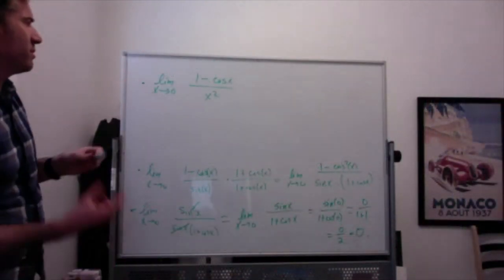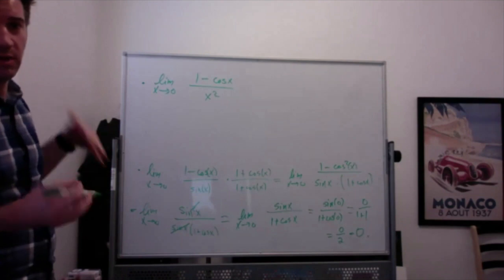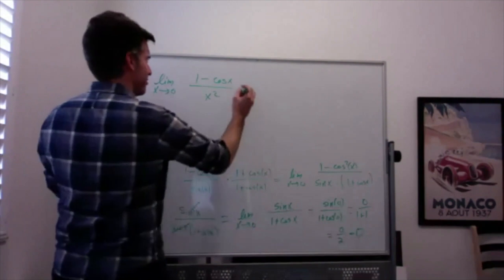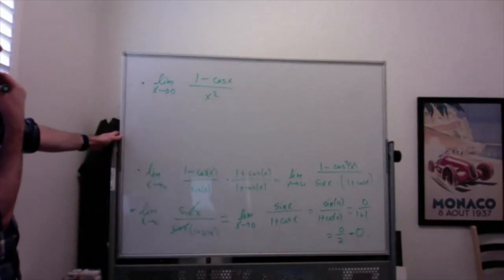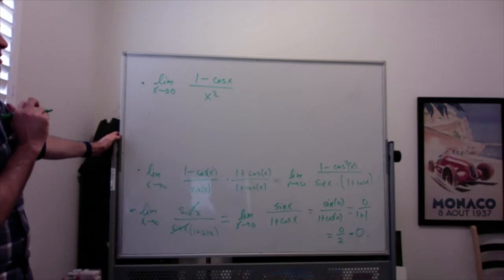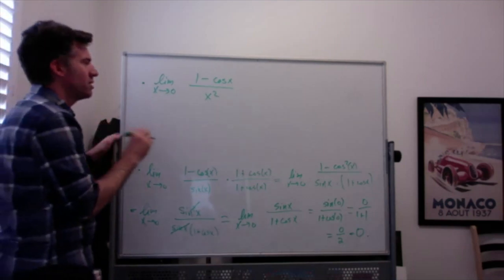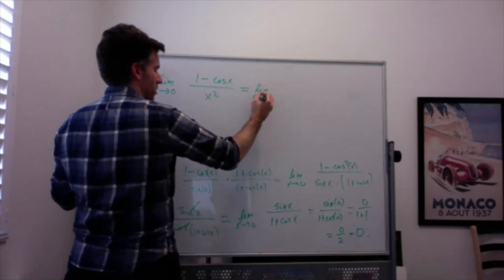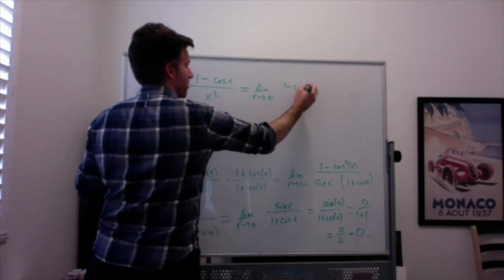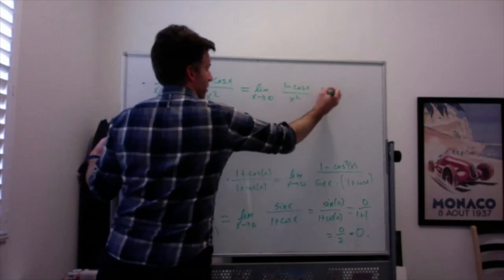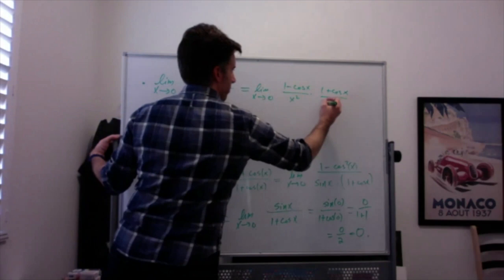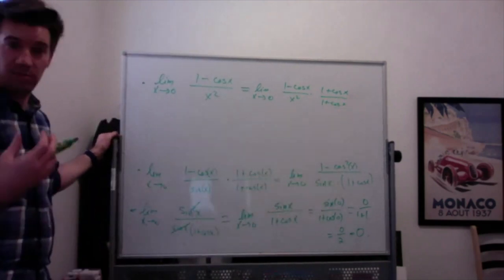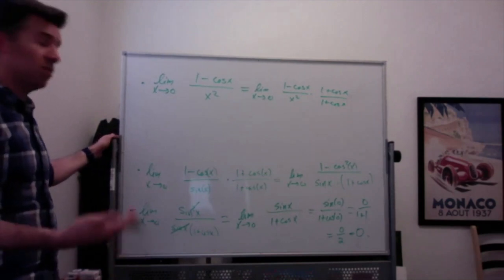So for this problem, actually, I don't know what it's supposed to be. Let's figure it out. I think it's going to be 1/2. Oh, actually, let me see, I can check. Yeah, it's going to be either 1/2 or negative 1/2. So we're going to do the same thing, right? We're going to multiply by the conjugate. Multiply by 1 plus cosine x over 1 plus cosine x. So I feel like we've done this enough times now that we know that 1 minus cosine times 1 plus cosine is going to be 1 minus cosine squared, which is equal to sine squared.